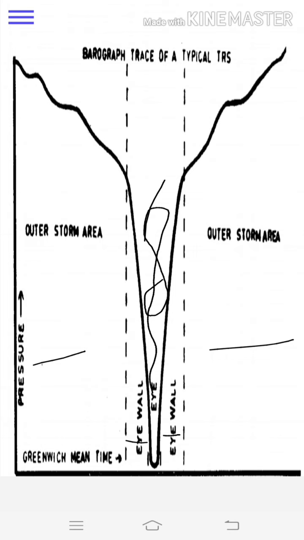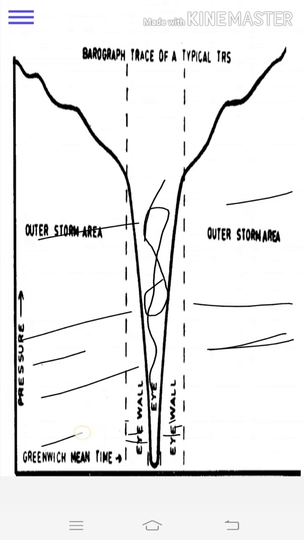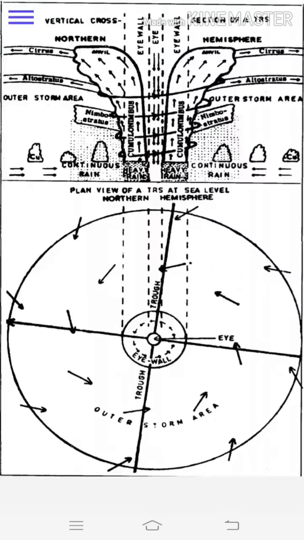The main area where a ship can be destroyed within a minute is the eye wall. This area extends up to 30 to 50 nautical miles. This is the outer storm area. It is also dangerous, but not as much as the eye wall. This is a plan view of a TRS at sea level.